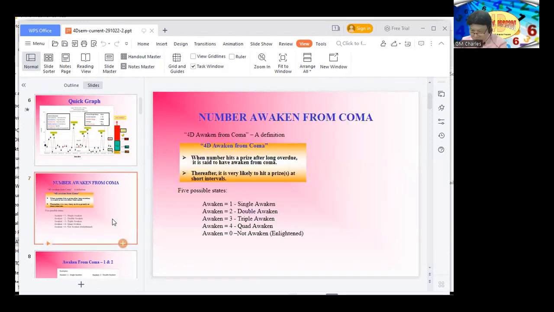Okay, let me go back to these 5 states. Now these 5 states, I need to explain in more detail because many of you still don't quite get the concept, so I'm going to explain in detail and give you examples of what is awaken 1, 2, 3, 4, and 0. Okay, let me just bring up another screen.